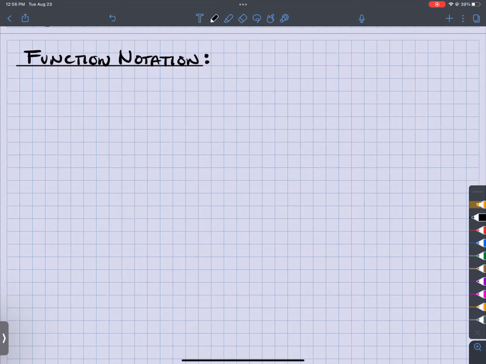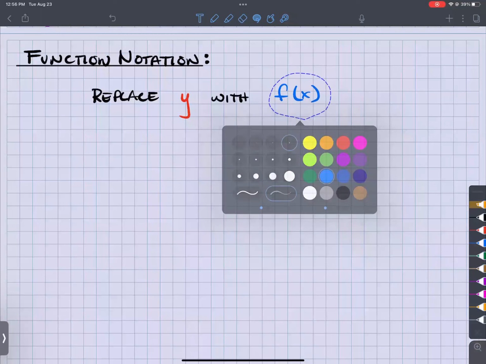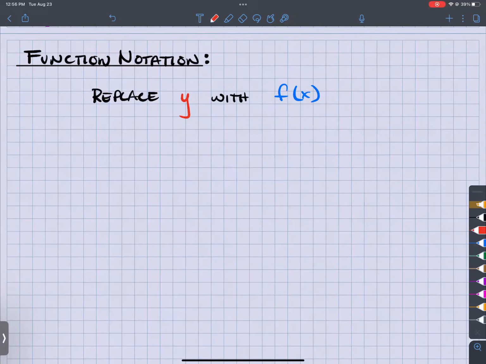So, what is the key part that I always talk about with function notation? Replace the y with the f of x. So they're trying to get fancy on you guys. If it's y equals, they are calling this implicit form rather than the explicit form.